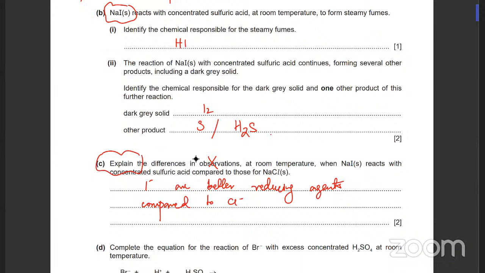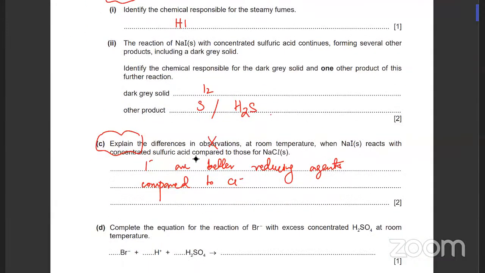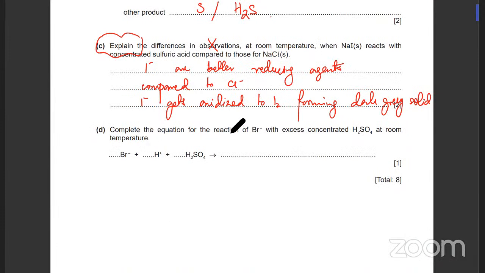So what happens is that, because you have to explain the observation, you have to explain that I-1 gets oxidized to I2, forming the gray solid. And the other one does not. Cl-1 is not oxidized.